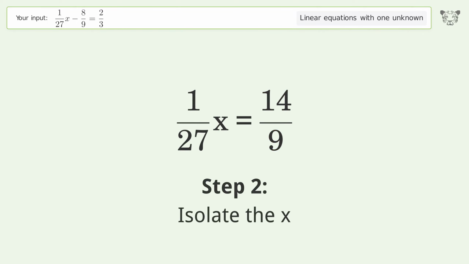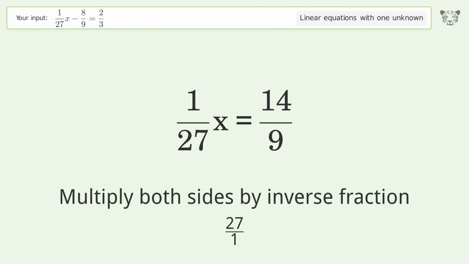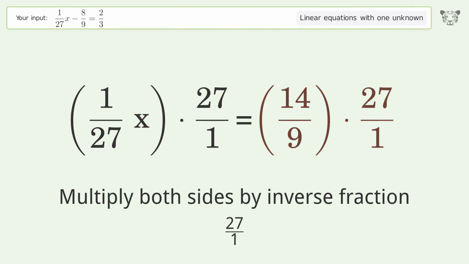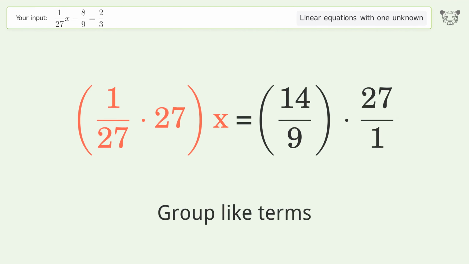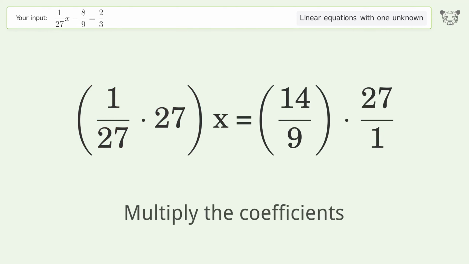Isolate the x. Multiply both sides by inverse fraction 27/1. Group like terms. Multiply the coefficients.